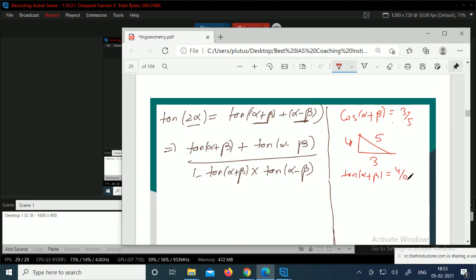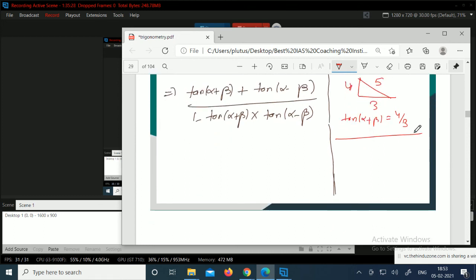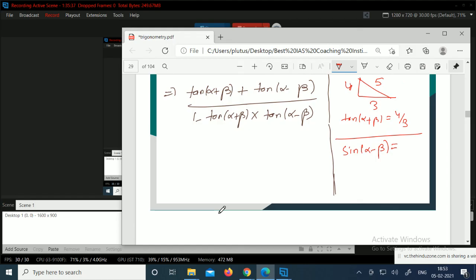So what is the value of tan(alpha+beta) now? 4 by 3. Similarly, sin(alpha-beta) is 5 by 13. So if again we make a triangle, so 5, 13, and this is 12. So what is the value of tan(alpha-beta)? 5 by 12.